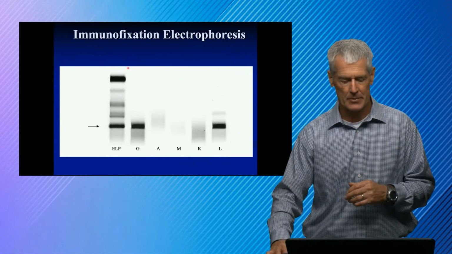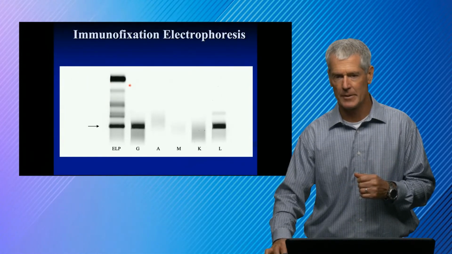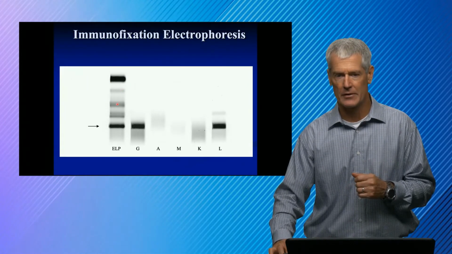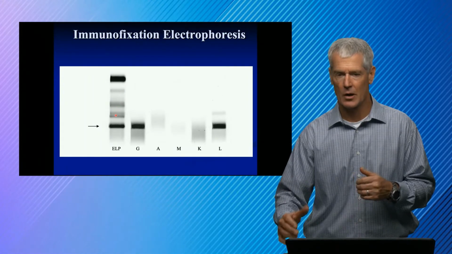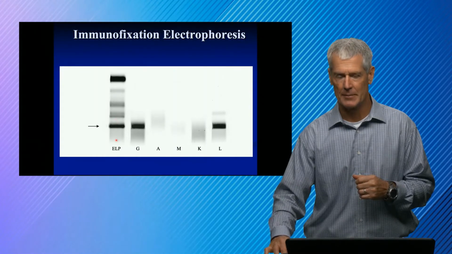And very similarly, the most predominant protein is albumin. This is our alpha-1 peak. This is our alpha-2. This is beta-1 and beta-2. They're not quite as well resolved. And then this is our immunoglobulin region.